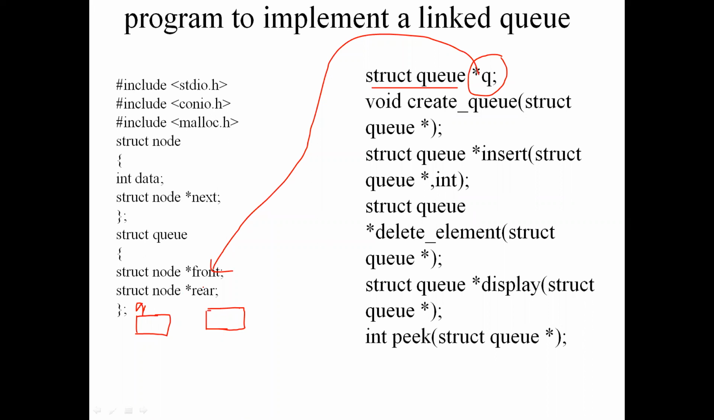Front is a pointer variable only. Keep in mind, it's a pointer variable only. Of struct node, it will hold what? Address of struct node. It can hold the address of struct node. How is the structure of struct node? It can hold two data.